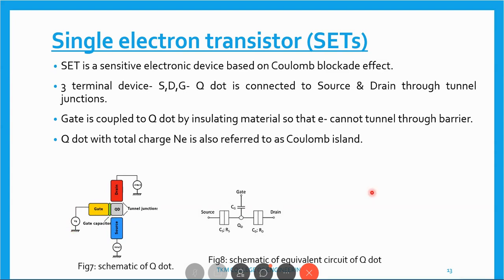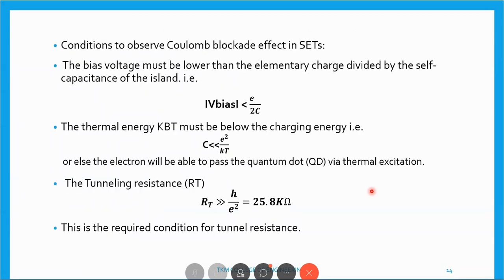So the very basic condition for a single electron transistor to occur is a Coulomb blockade. In the Coulomb blockade effect, there are three conditions which are to be finalized to see the Coulomb blockade effect in single electron transistors. So what is the first one? These three conditions we have already discussed in the last section.